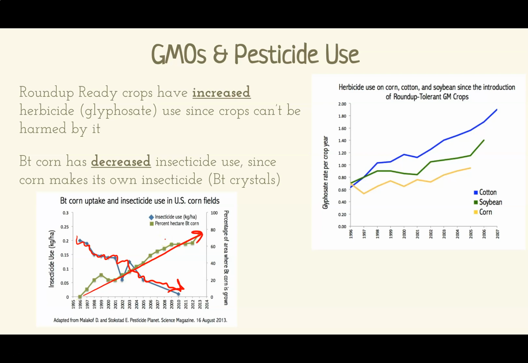The chart on the right shows herbicide use on corn, cotton, and soybeans since the introduction of Roundup-tolerant GM plants. And once again, Roundup, if you don't know what that is, is a chemical that kills weeds. You can see that we have increases in all three crops over just about a decade, maybe 11 years.